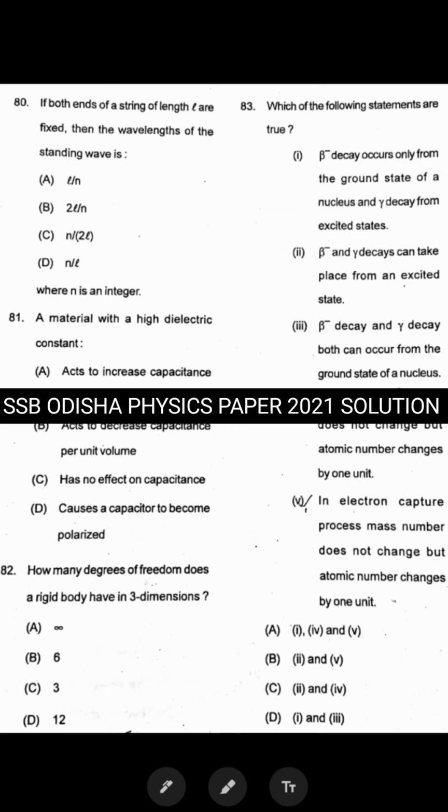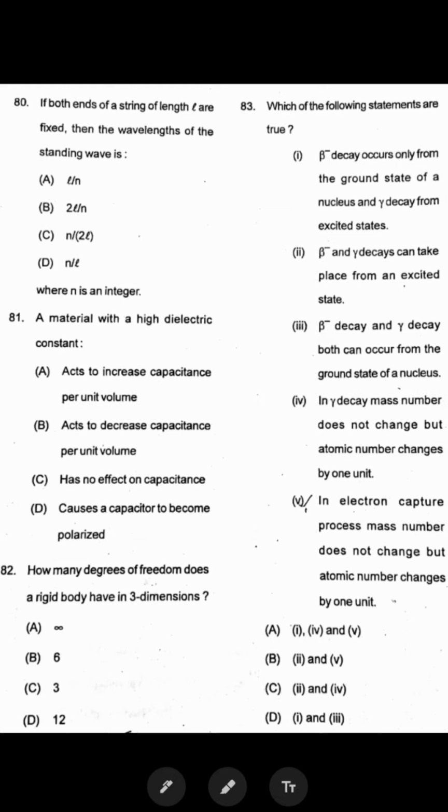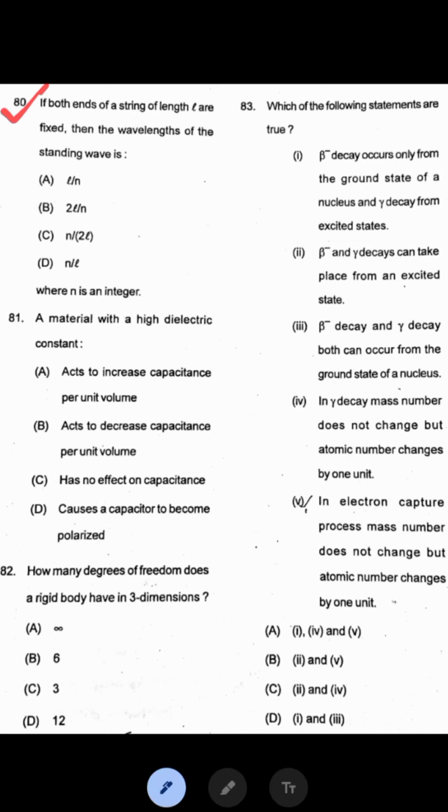Let us consider some other questions of SSB Odisha Physics paper 2021. Let us consider this question. If both ends of a string of length L are fixed, then the wavelength of the standing wave is L divided by N, 2L divided by N, N divided by 2L, or N divided by L.